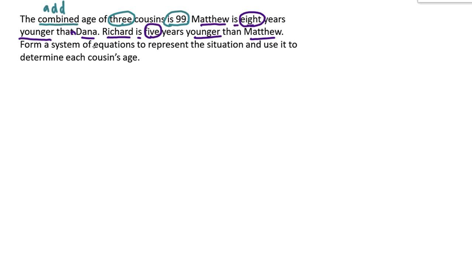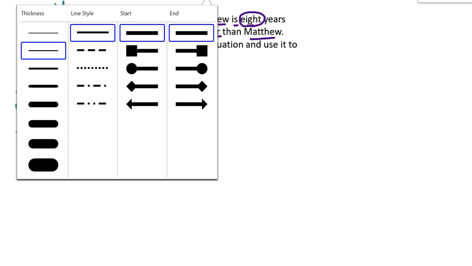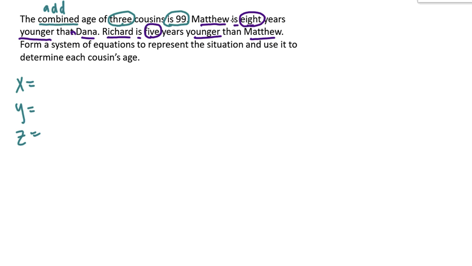So we've got some pieces now. It's talking about 3 cousins. That means we're going to have 3 variables. We've got X. You can use any letters you want. I'm going to use X, Y, and Z. Easiest ones to start with. All right, talking about 3 cousins. Apparently there's Matthew. So I'm going to let X be Matthew's age. Let's go with Y is Dana's age. And Z would be Richard's age.